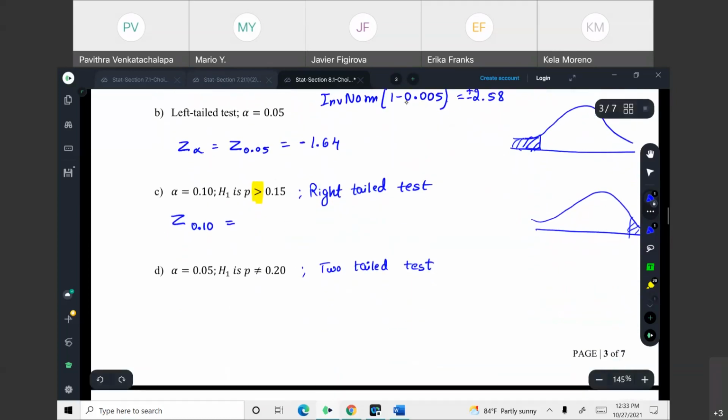Okay, for option D, you have been given P not equal to 0.20. If it is equal to or not equal to, it is going to be a two-tailed test. You will have two tails, so you are supposed to find Z alpha by 2, that is Z 0.05 by 2. Now this is going to be plus or minus because it is on either side.